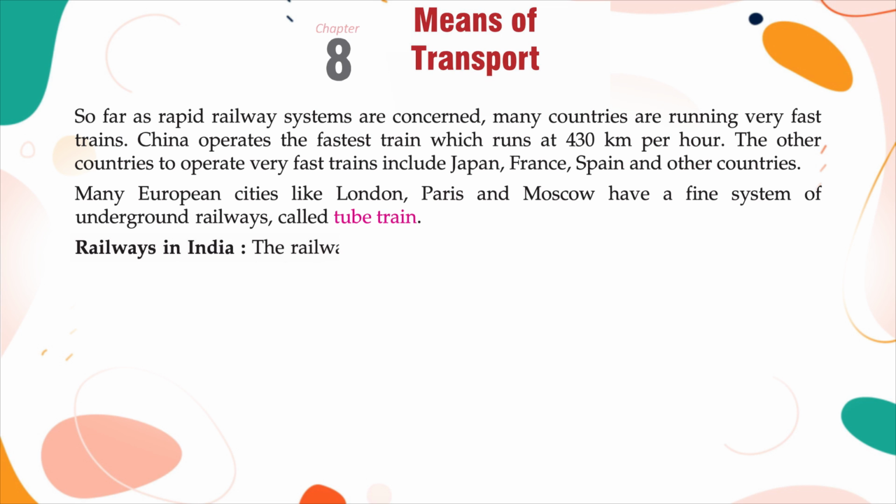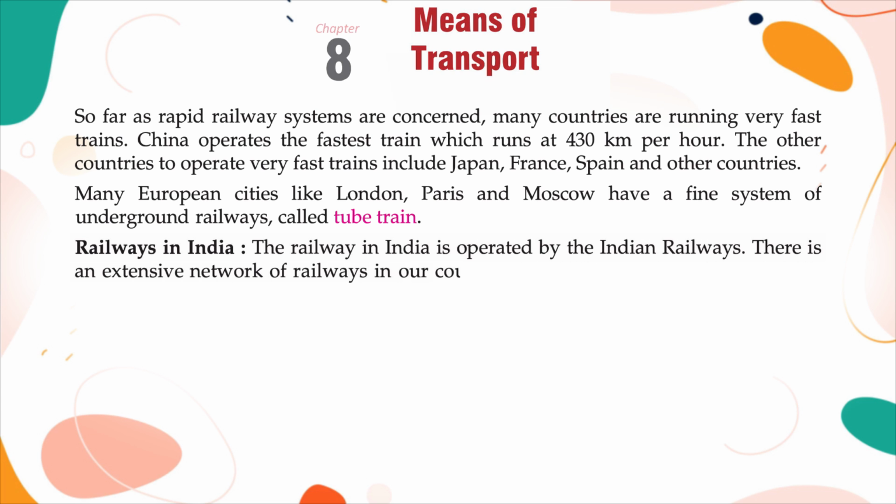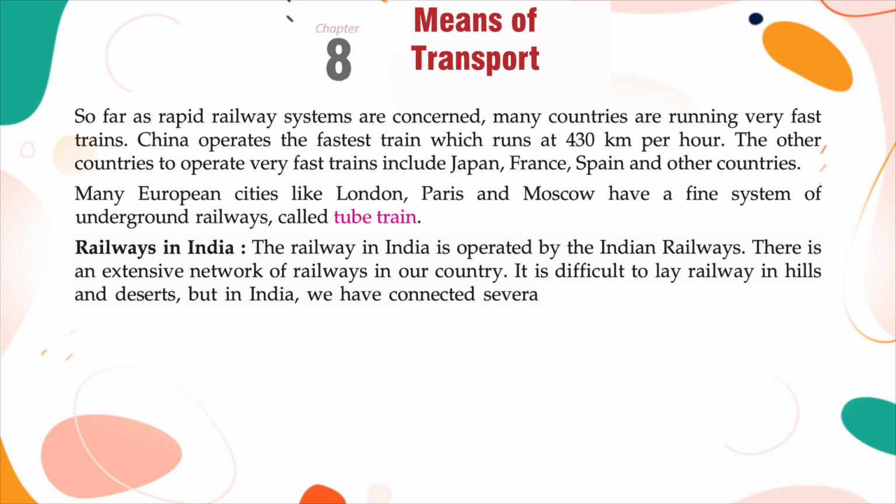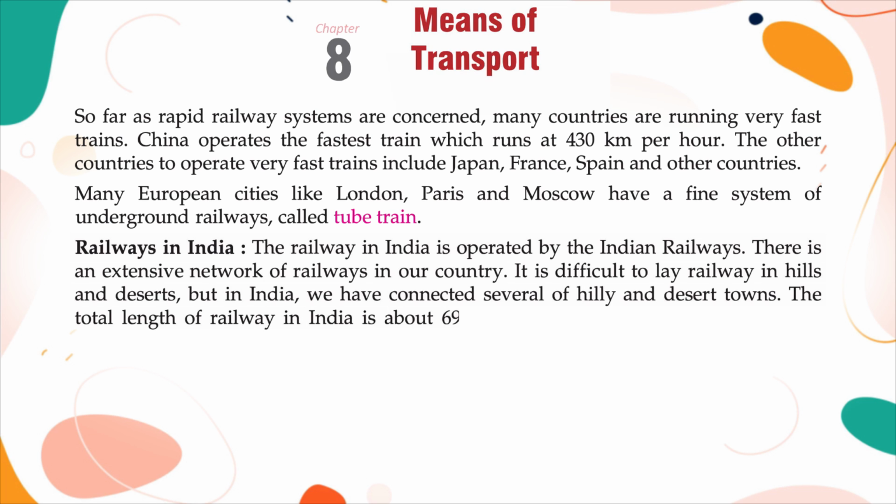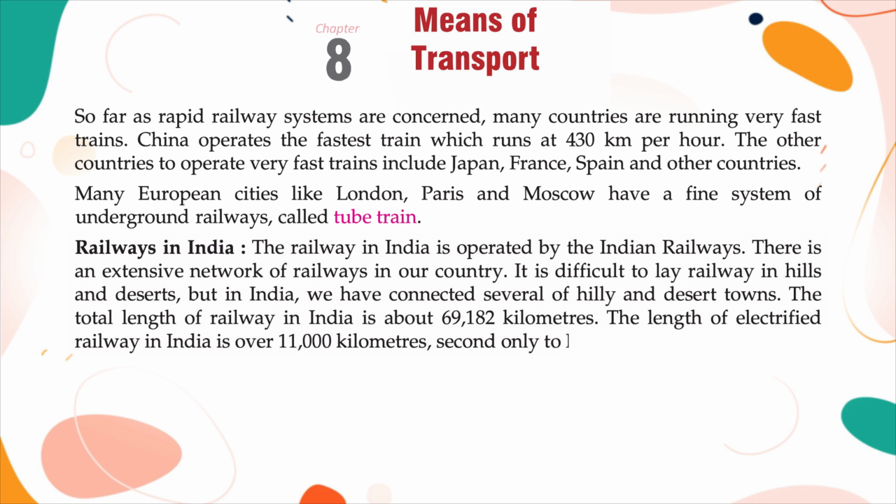Railways in India. The railway in India is operated by the Indian Railways. There is an extensive network of railways in our country. It is difficult to lay railway in hills and deserts, but in India, we have connected several hilly and desert towns. The total length of railway in India is about 69,182 kilometers. The length of electrified railway in India is over 11,000 kilometers, second only to Russia in the world.